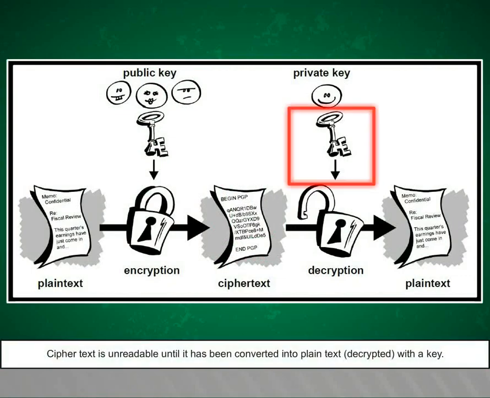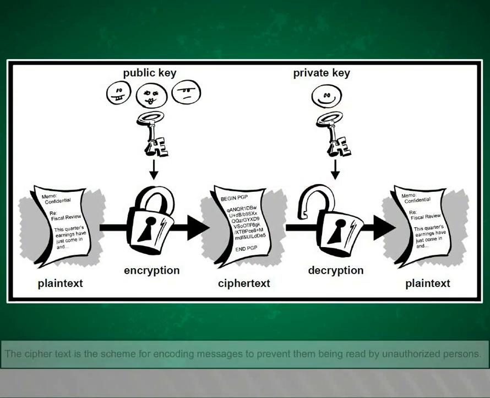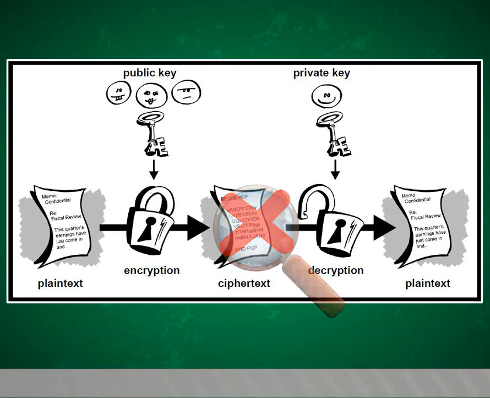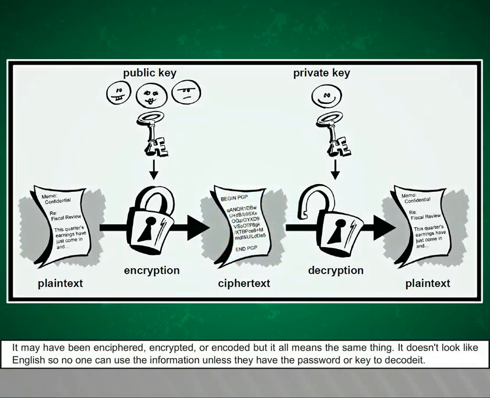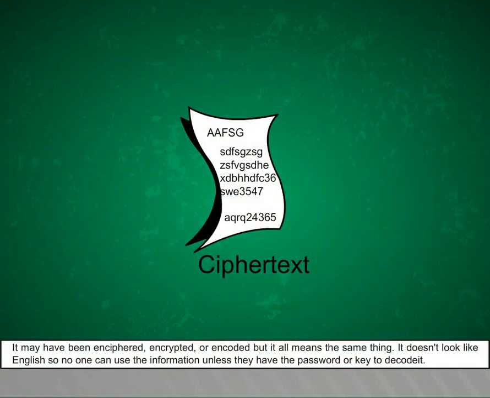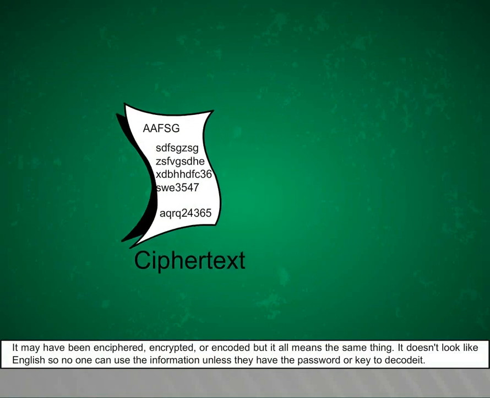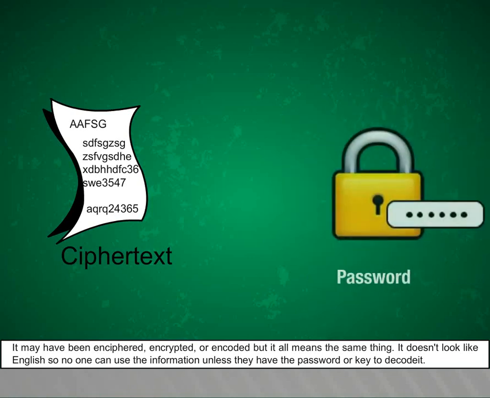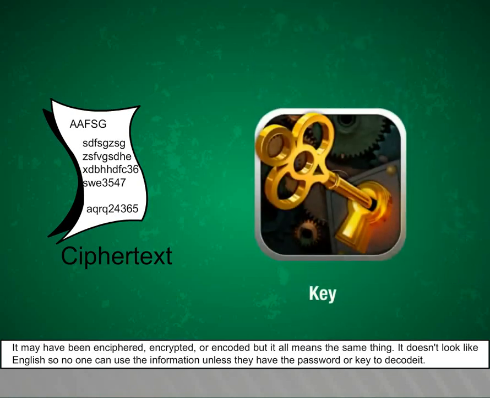Ciphertext is unreadable until it has been converted into plain text, that is, decrypted with a key. The ciphertext is the scheme for encoding messages to prevent them being read by unauthorized persons. It may have been enciphered, encrypted, or encoded, but it all means the same thing. It does not look like English, so no one can use the information unless they have the password or key to decode it.